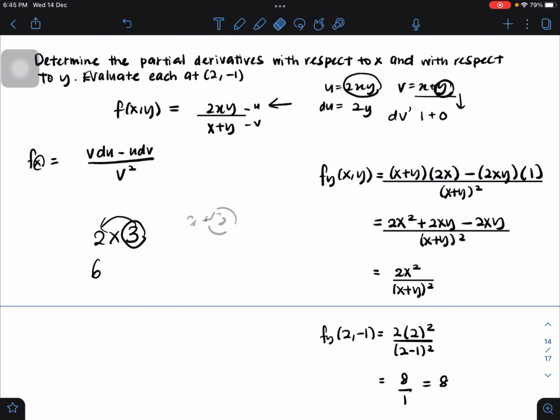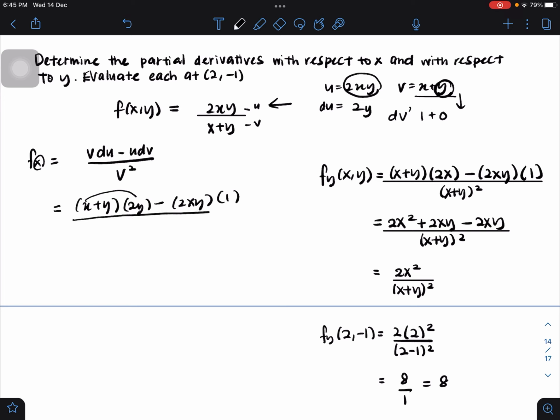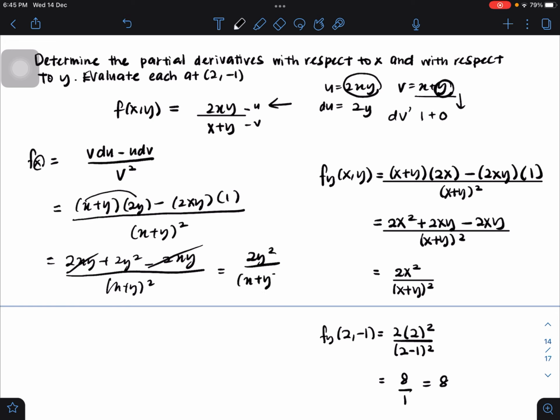And then what we need to do is just put into the formula. The formula is v times du. So our v is x plus y, our du is 2y, minus u times dv. So our u is 2xy, our dv is 1. Then divide by, don't forget, v square. So your v square is x plus y to the power of 2. Then you expand, you will have 2xy plus 2y square minus 2xy divided by x plus y to the power of 2. So this one and this one can cancel. So you just left with 2y square divided by x plus y to the power of 2.